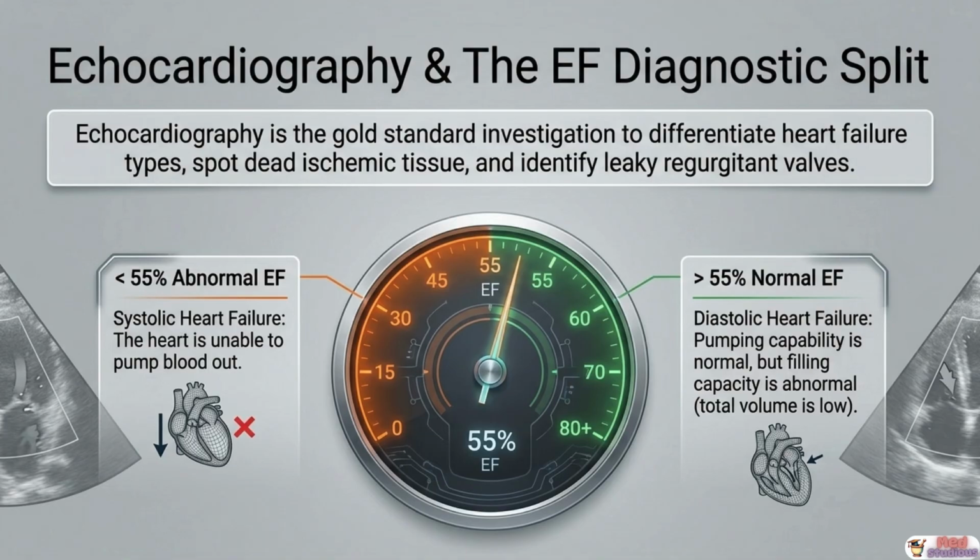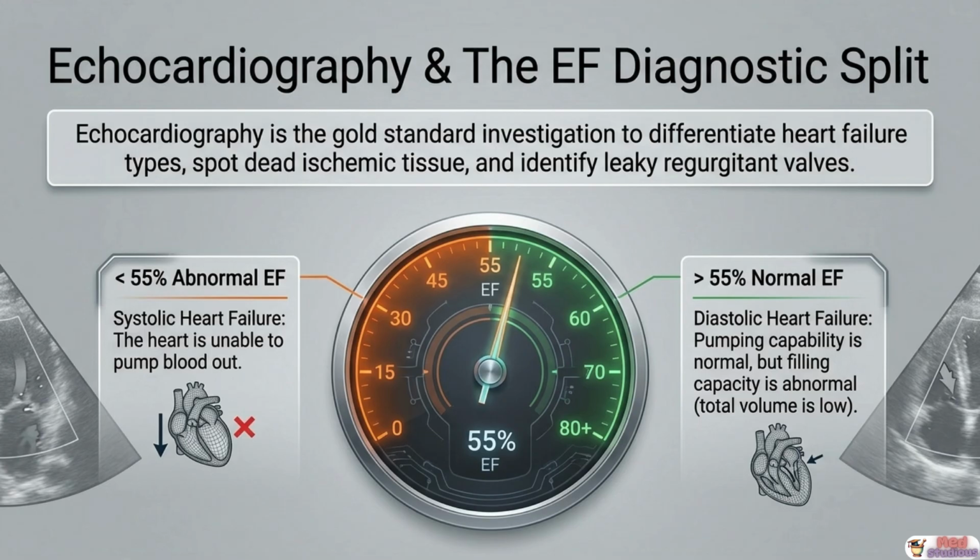Echocardiography is the gold standard investigation in heart failure, and its central diagnostic value lies in its ability to measure the ejection fraction, distinguish systolic from diastolic failure, identify regional wall motion abnormalities indicative of prior ischemia, and detect valvular pathology. The ejection fraction is the percentage of the end diastolic volume that is ejected with each heartbeat. Normal ejection fraction is 55% or above.